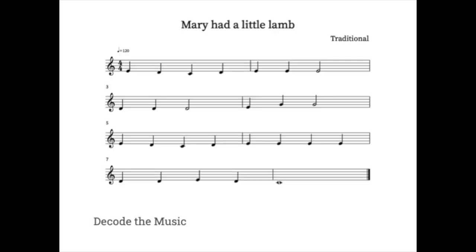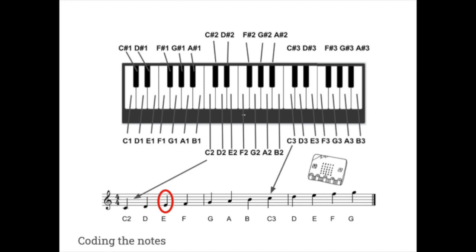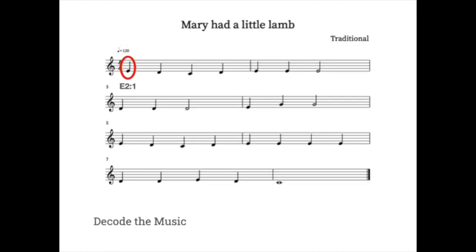Let's use Mary Had a Little Lamb as a quick example. The first note is an E. This is located on the 2nd octave of the keyboard we're using. We code this as E2, meaning E in the 2nd octave. And the number of beats after the colon, because this is a quarter note, will be 1.